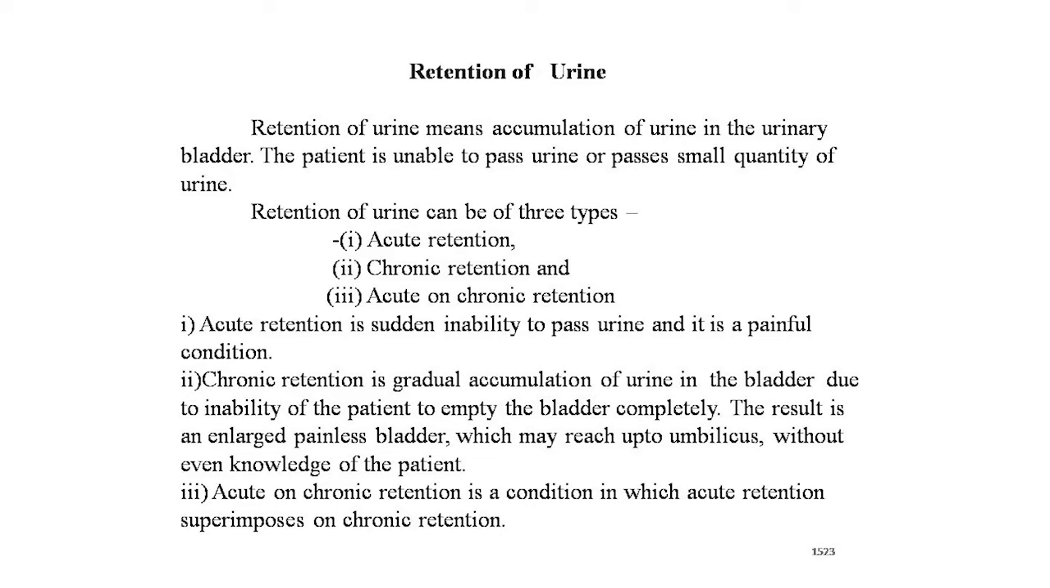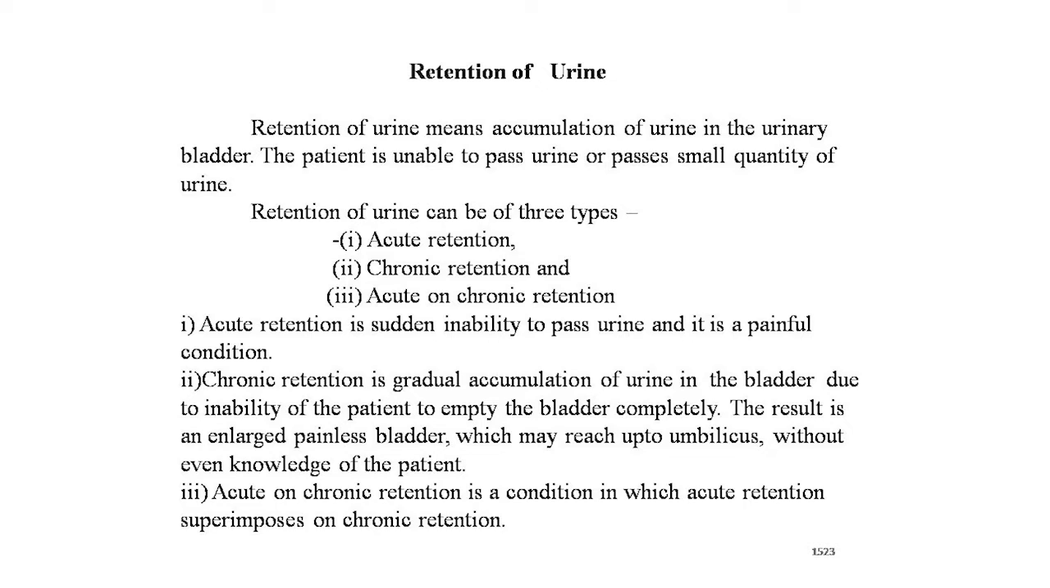There is one similarity in anuria and retention of urine, that is the patient fails to pass urine. In both these conditions, retention of urine can be of three types. First is the acute retention, second is the chronic retention, and third is the acute on chronic retention. First, acute retention is sudden inability to pass urine and it is a painful condition.